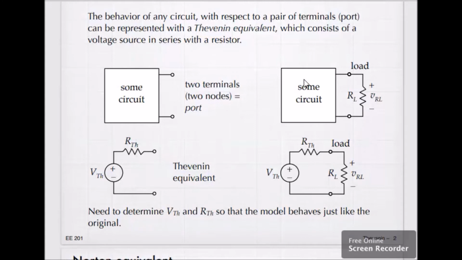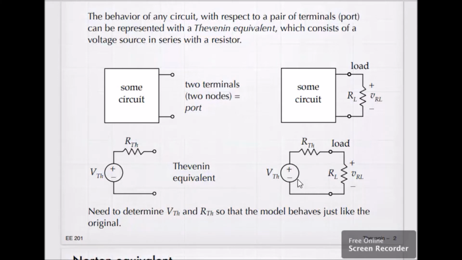Okay? So, another way of solving is to simply take the equivalent of what you see from the RL, its resistance and voltage. That would summarize the behavior of this circuit. So once you find that equivalent, you can now solve for RL. For example, if you're looking for VRL, it's easier now.